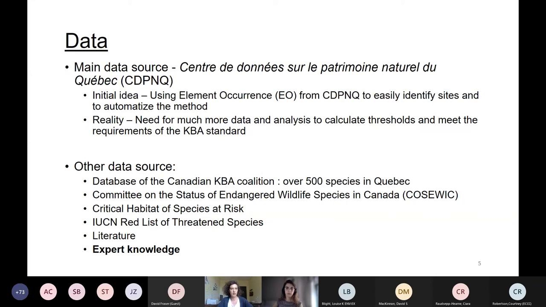This is one of the primary sources of information to start our analysis. We are also using the information found in the COSEWIC report, the critical habitat of species at risk, the IUCN Red List of threatened species, a lot of literature review, and a very precious data source is the knowledge of experts, mainly experts that have knowledge of the fieldwork effort, of the sites, of a very fine knowledge about some species. So we have been talking to many people to be able to identify a shorter list of species to concentrate our effort on, and also to identify sites.